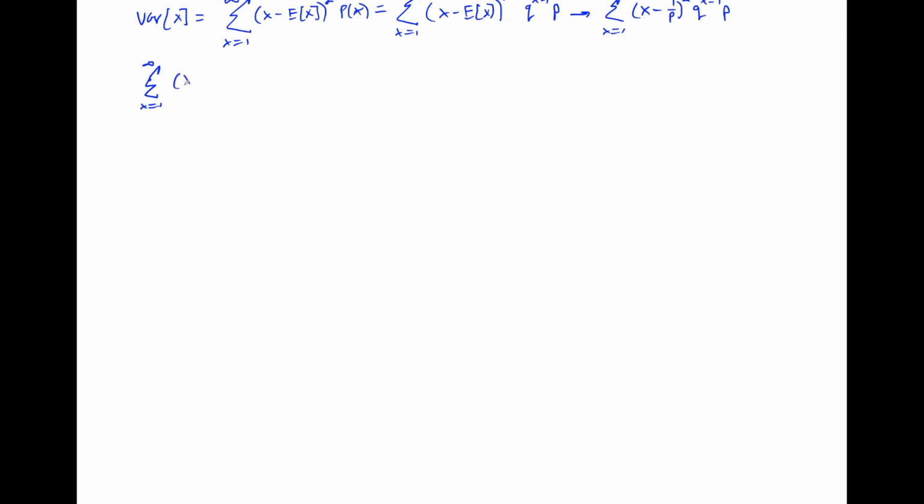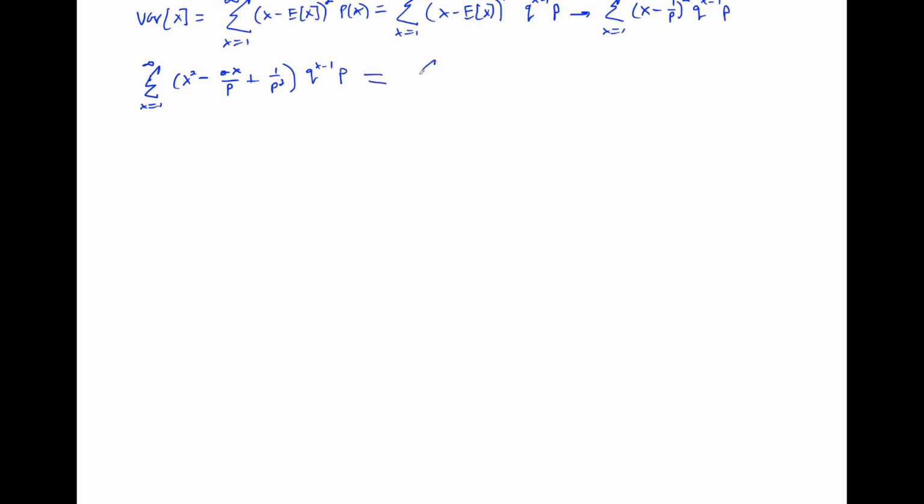We're going to have x squared minus 2x over p plus 1 over p squared, all quantity, times q to the x minus 1 power times p. All right, so now we're going to distribute this multiplication by q to the x minus 1 times p over each one of these factors. So we're going to distribute it, and then we're going to separate out the sums for the first term, the sums for the second term, and the sums for the third term. All right, so let's do that.